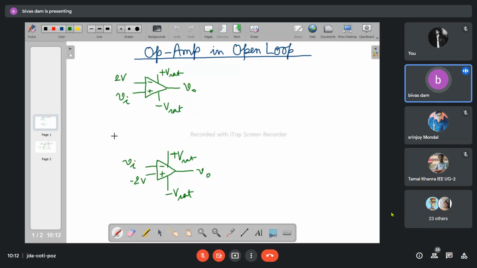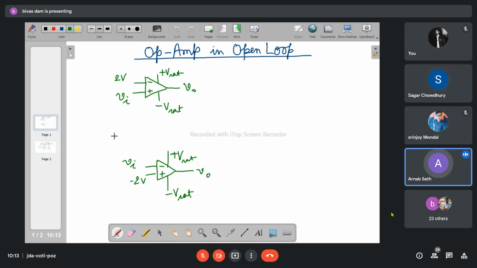Today we'll be discussing, in the last class, we have seen that the operational amplifier in the open loop mode has got almost no application as an amplifier. Why is it so? Because the linear range is almost negligible. Why is that linear region negligibly small? What is the fundamental reason?